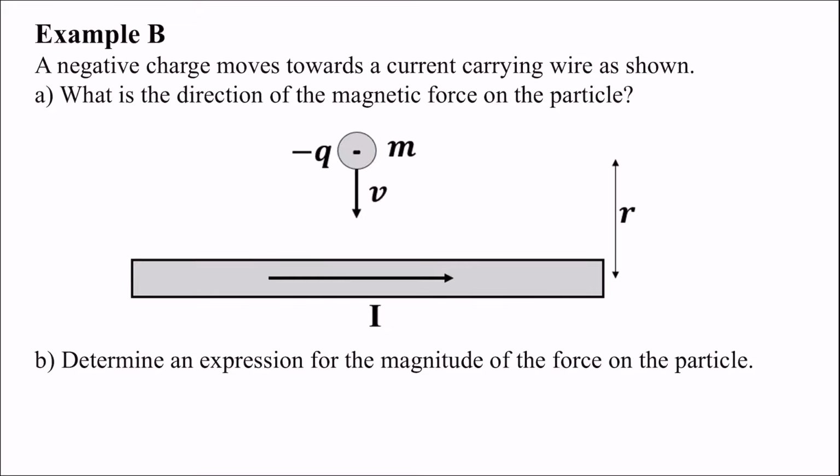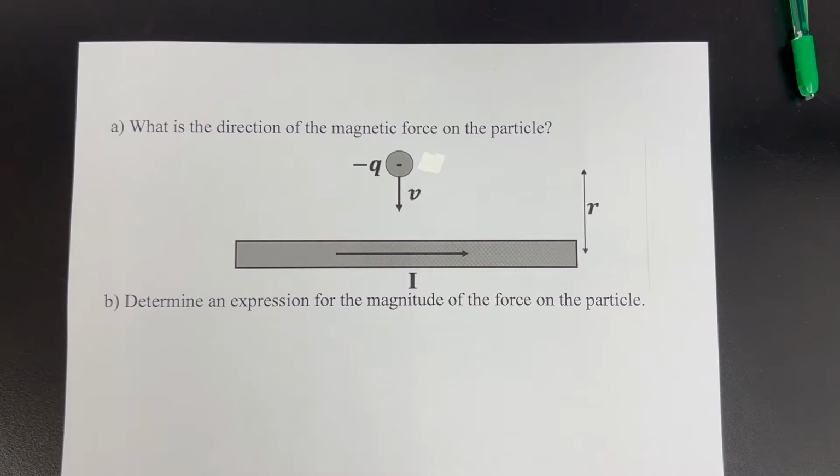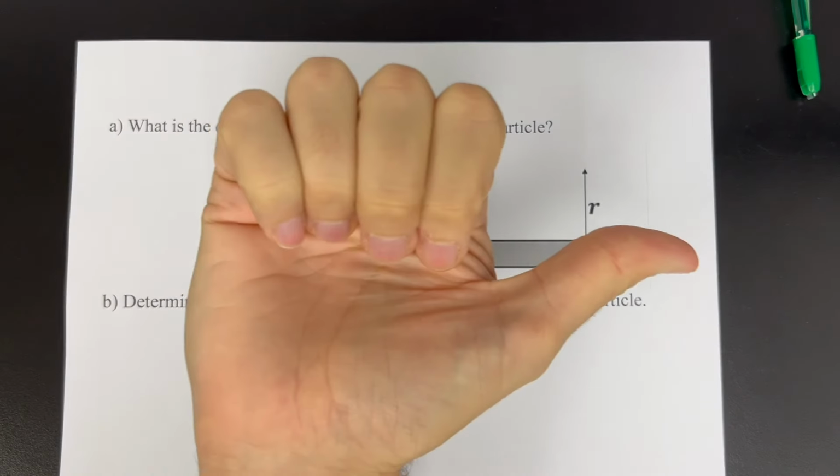Example B is a two-step question asking for the direction and magnitude of the magnetic force on a negative charge moving downwards towards a wire carrying current to the right. For this example, I'm going to find the direction of the magnetic field above the wire. For that, I'm going to use the right-hand rule, thumb in the direction of current to the right.